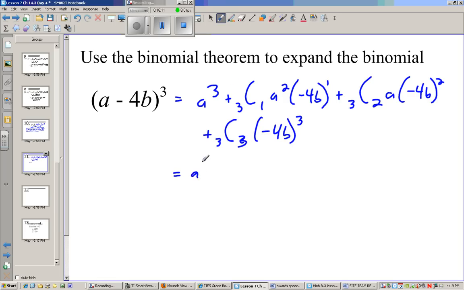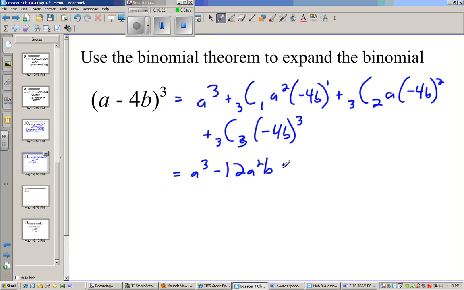So this would be a to the third, 3 choose 1 is just 3, times negative 4 would be negative 12. So that would be negative 12, a squared b. Negative 4 squared is 16. 16, 3 choose 2 is 3.